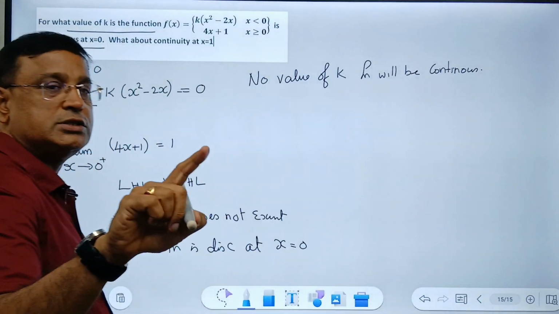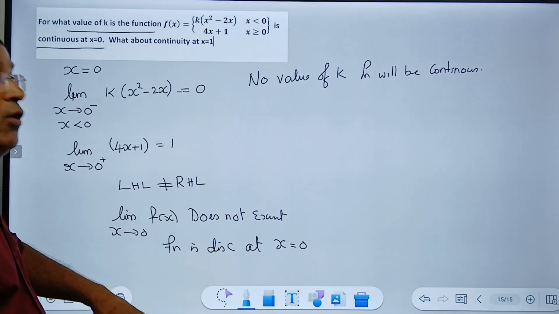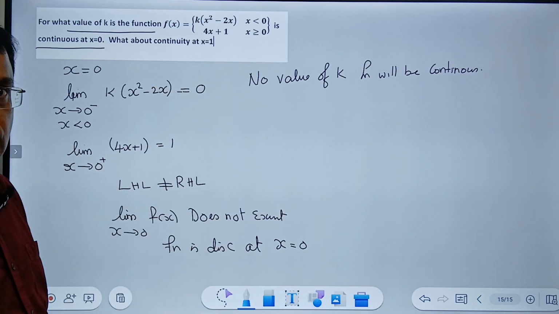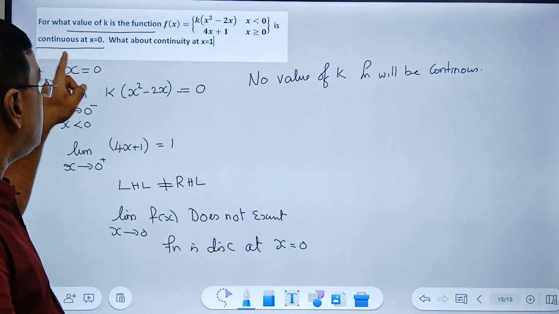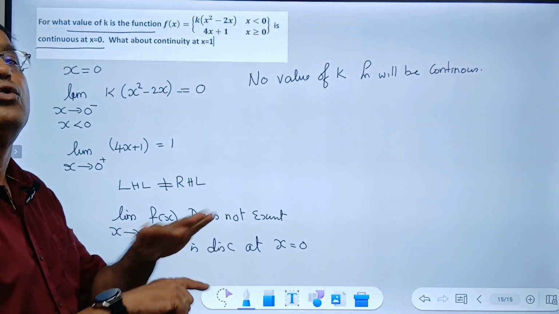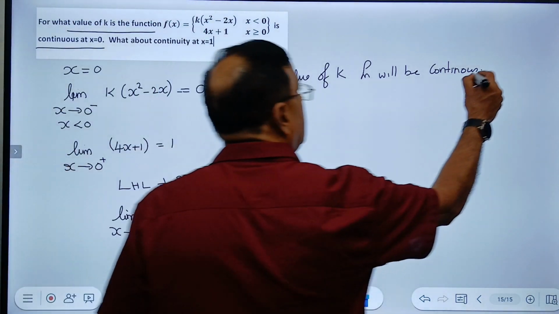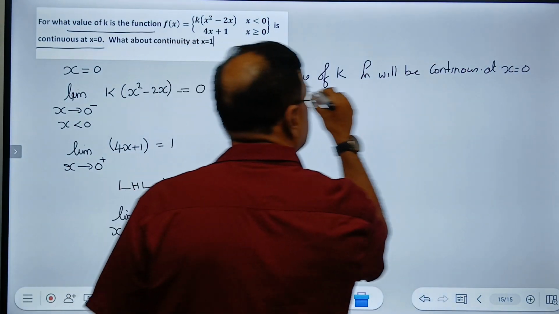If I change the question slightly, for what value of k will the function be discontinuous, it means for all real values of k, it will be discontinuous. See, look at the question and answer. For all real values of k, the function will be discontinuous. For no value of k, the function will be continuous. Where? At x equal to 0. Okay, that finishes the first part.